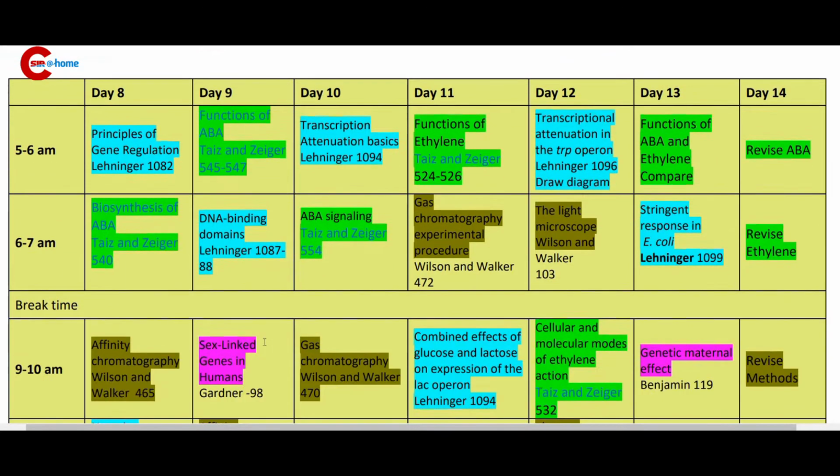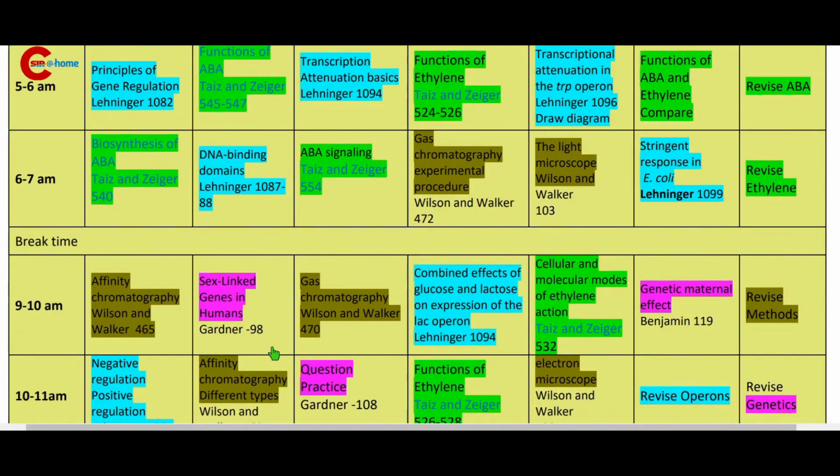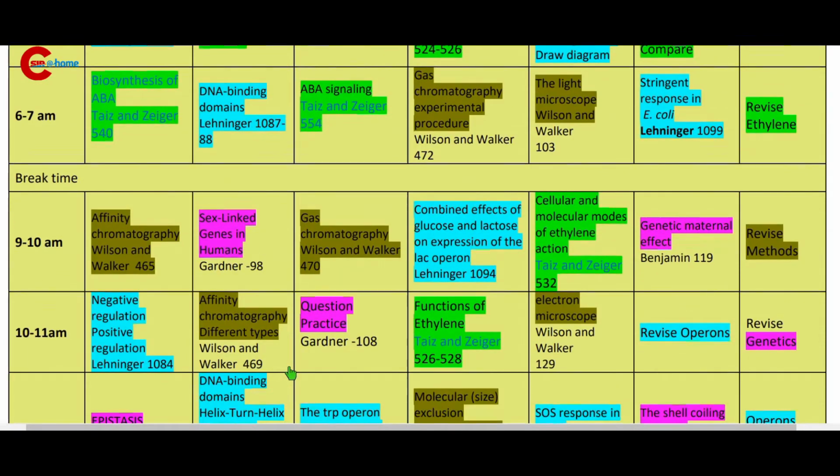9 to 10 a.m. sex-linked genes in humans. Gardner. 10 to 11 a.m. affinity chromatography. Study different types of affinity chromatography. Book to refer? Wilson and Walker.